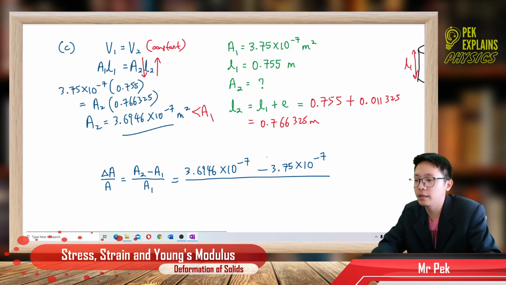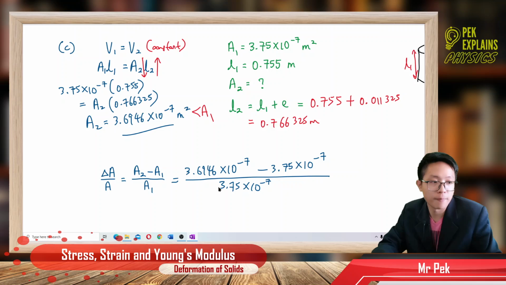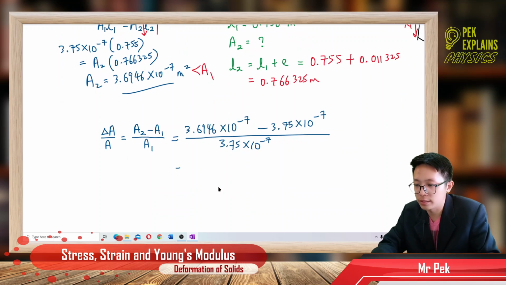Okay, so let's find out the fractional change. Final area minus initial area gives the change in area, divided by the original area. The original area is 3.75 exponent -7. So what's the answer? The answer is -0.015.